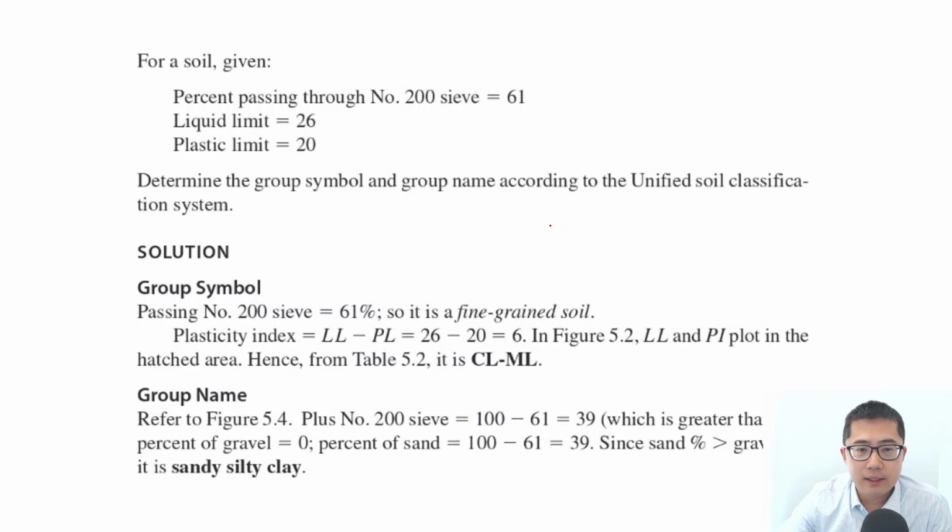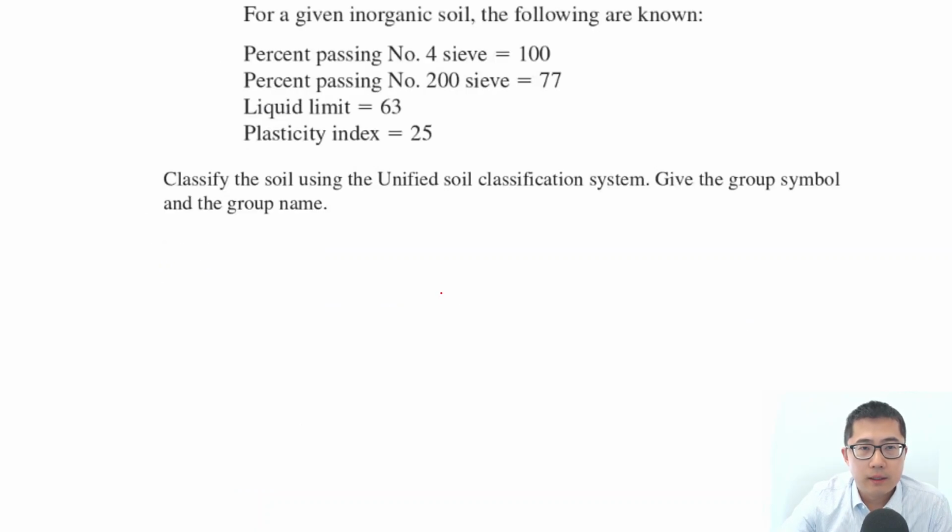Okay, so we're back, and as you can see, all those are here. All those figures are probably not very accurate because I'm not sure whether they're using the right version, but it doesn't really matter. We're talking about the dual symbol CL-ML, and the group name is sandy silty clay. So hopefully you got it right. And same thing over here.